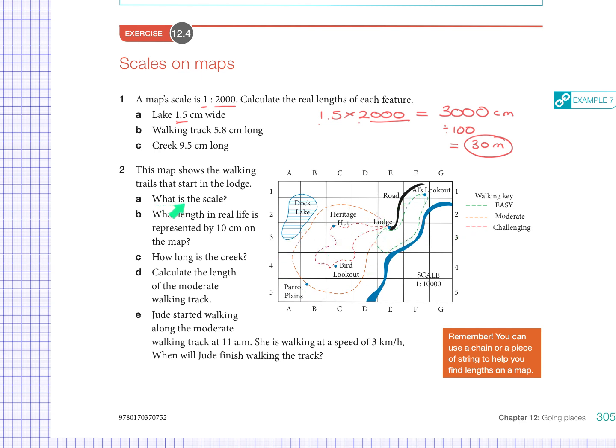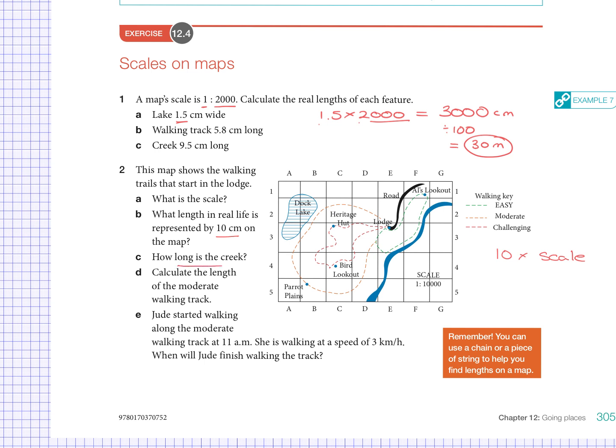It says, we're reading the map, what is the scale? So you can see down here it tells you the scale, so you just write the answer. What length in real life is represented by 10 centimeters? So again, we'd have to use 10 centimeters multiplied by the scale, and we'll then be able to work out the length in real life.